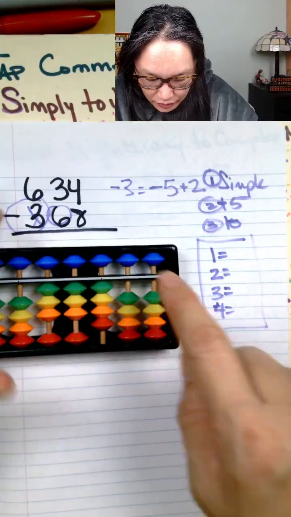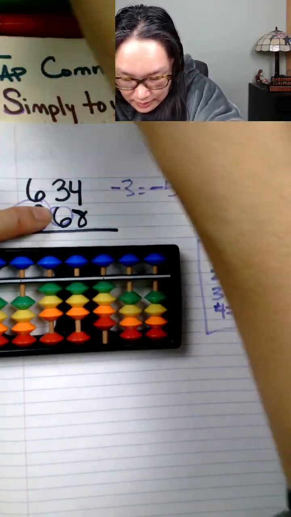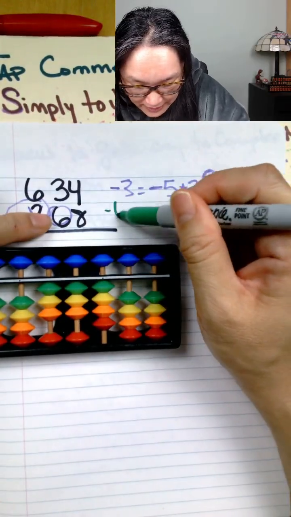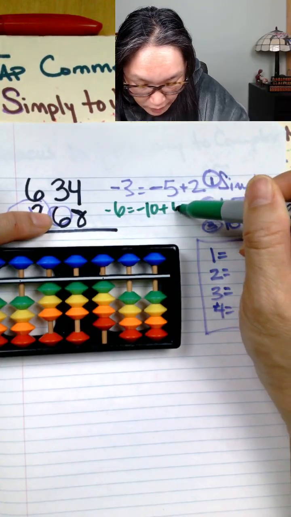So we're back to 6. 6 minus 6 is equal to minus the 10 plus the 4.